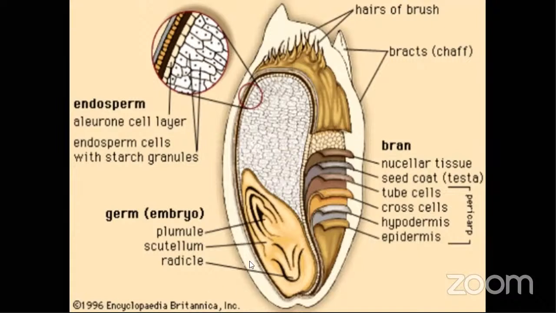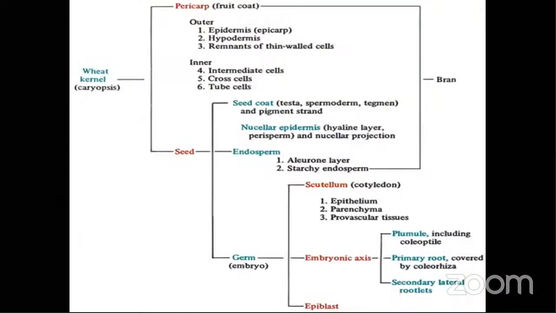And on the opposite end of the germ, there are some hair-like structures, which are known as the hair brush. So that is present. So this is the structure of the wheat grain. Now I think it will be clear from this diagram.